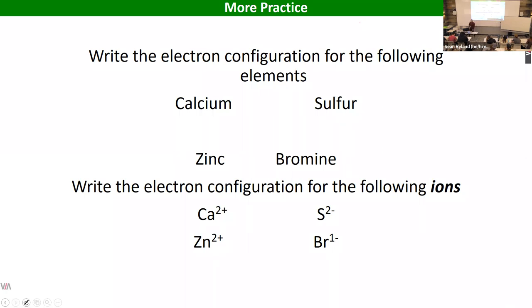What about zinc? We'll do zinc and zinc ion. And then we'll call it a day. So zinc, when it's neutral, is going to look like argon plus what? 4s2. 3d10.